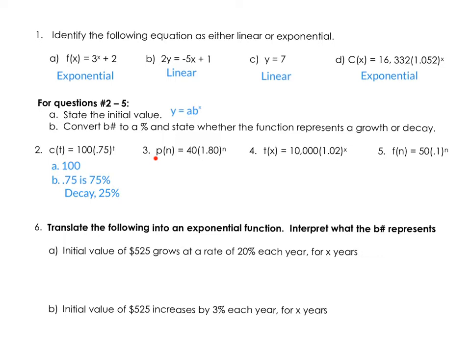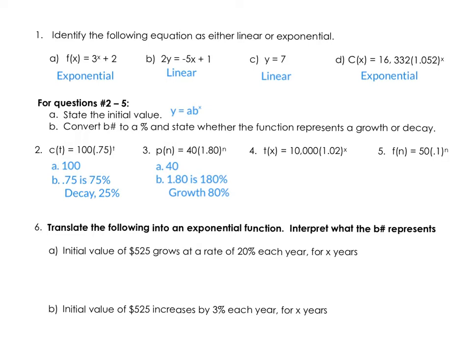Okay, question number 3. So we have p of n equals 40. There's my initial value. And then my b is 1.80, so if I convert that to a percent, it's 180%. So since it's over 100%, that tells me that this is a growth. And how much away from 100% is it? It's 80% more than 100%. So it's growing 80%.